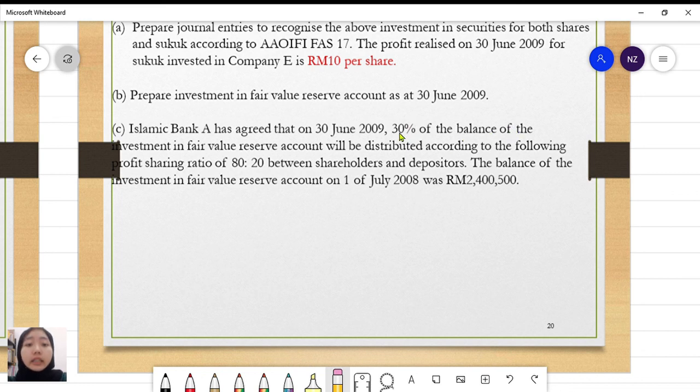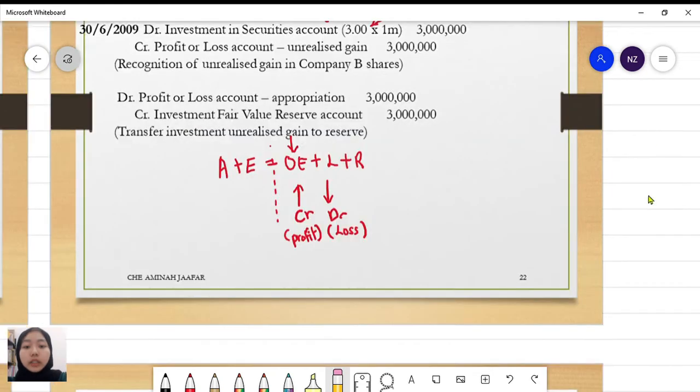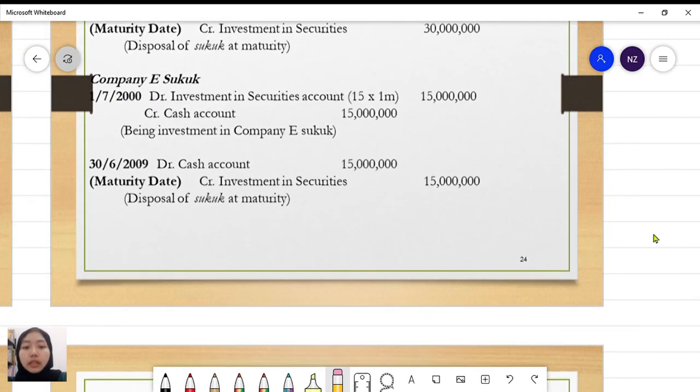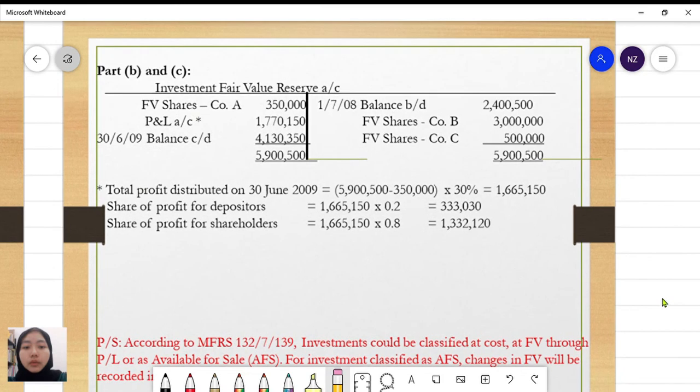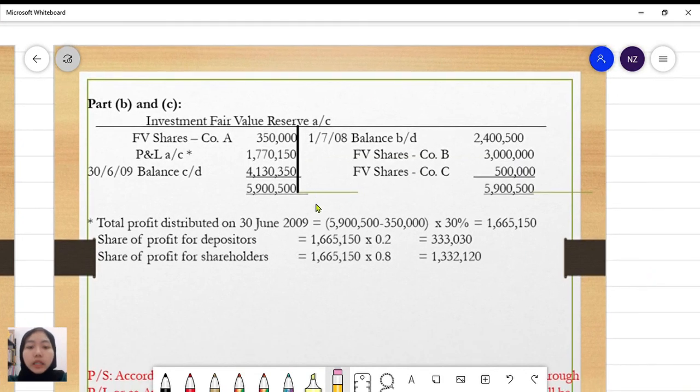Then that 30% tu akan didistribute to 80% to 20% of the shareholders and depositors. So this is like how you calculate that question lah, and how like you answering that question. This is how you do that. Okay, dia cakap the balance of the reserve, right? Yang paling tinggi is on credit side here, minus dengan yang paling rendah.